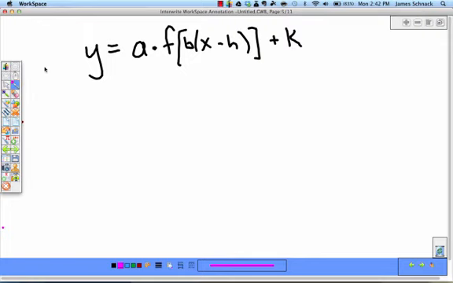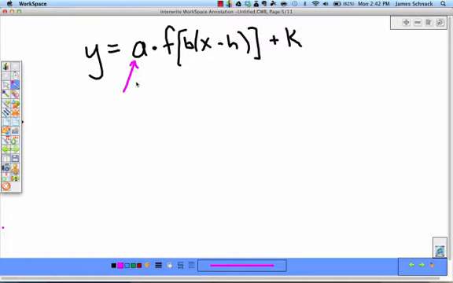Today, ladies and gentlemen, we shall beef up the graphing of our trig functions. We're going to be looking at how to transform them using our transformations that we saw earlier in the year. If this doesn't look familiar to you, you might want to go back to the function transformation series of videos and take a look at those and review those concepts.